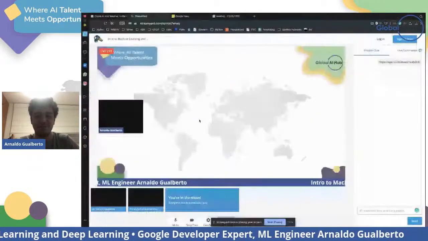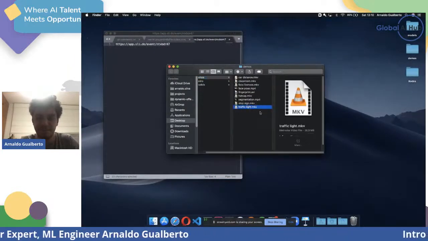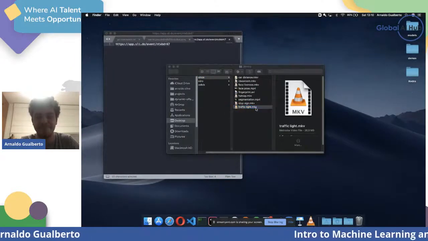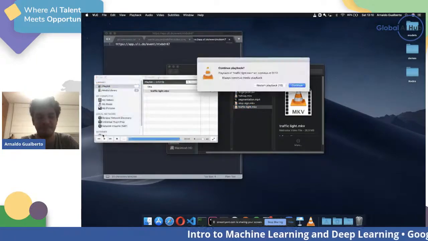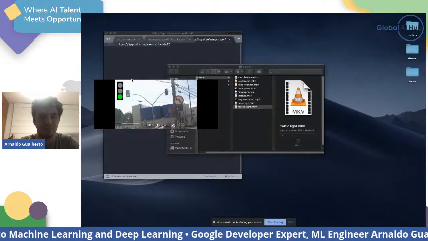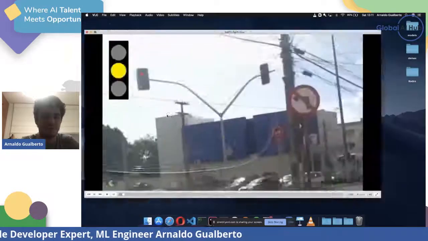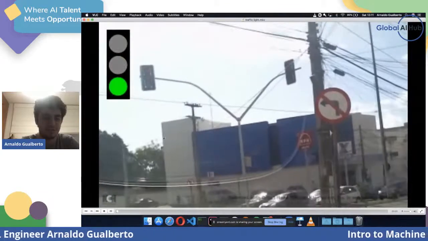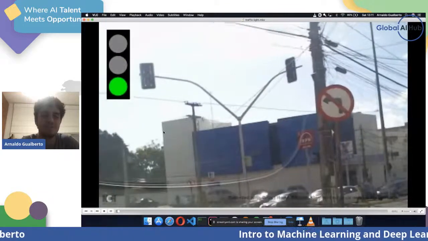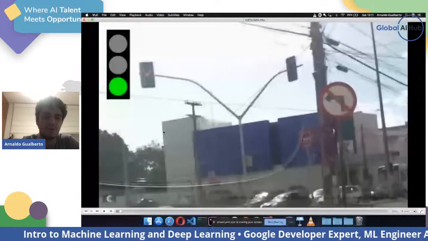But after that, the result of my system was like this. You can see that my system was able to detect the traffic light and classify it as red, yellow, or green.